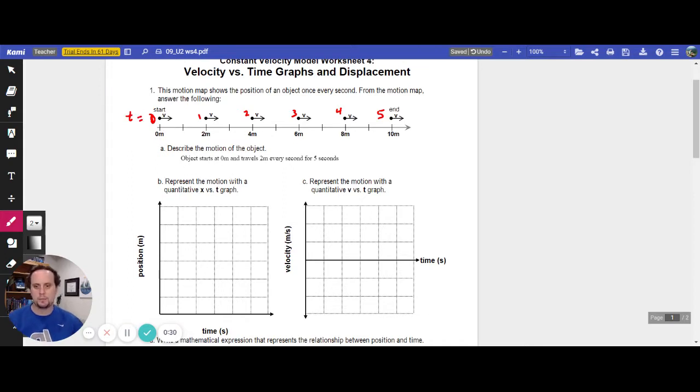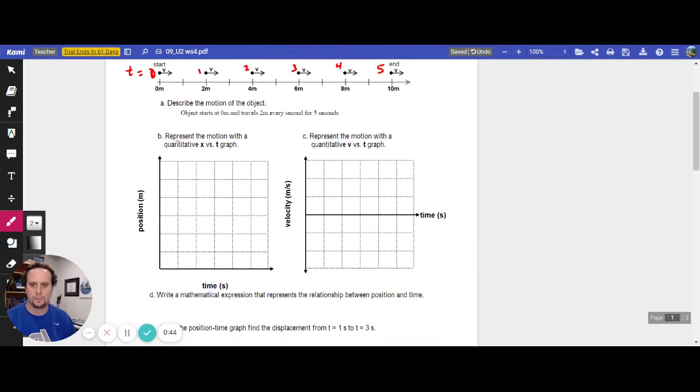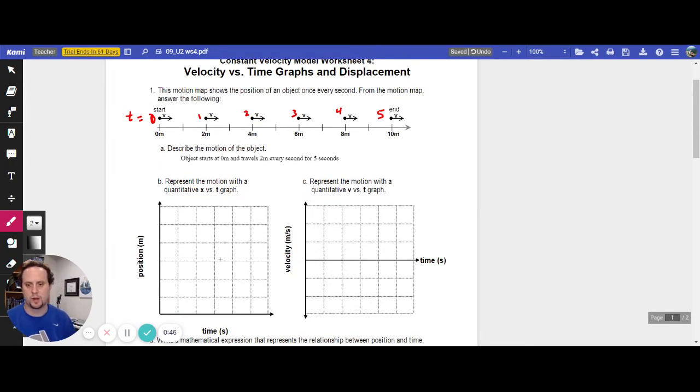It says describe the motion of the object. I went ahead and already wrote in here: the object starts at 0 meters, travels 2 meters every second for 5 seconds. All right, starts at 0, 2 meters every second for 5 seconds. Represent the motion on a position time graph. We need to do that.